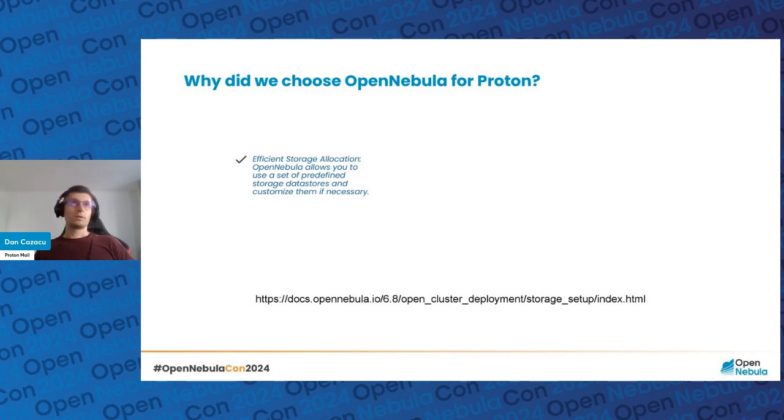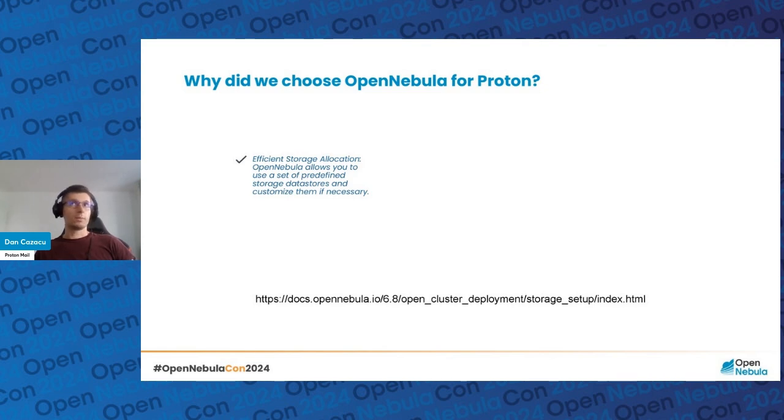And we chose OpenNebula for a couple of reasons. One of them was efficient storage allocation. In Proton, we had this issue a while back with managing storage resources. Basically, we try to lower costs by removing NAS storage and try to use local storage for our deployments.